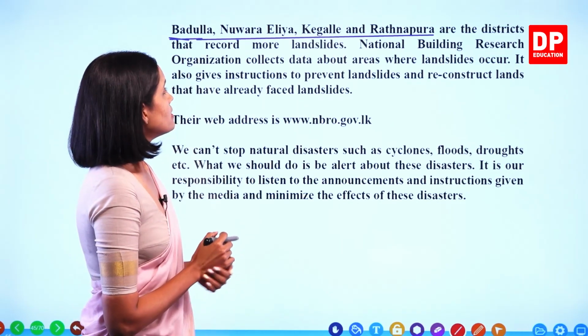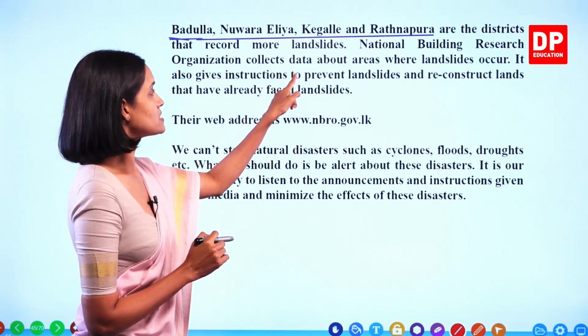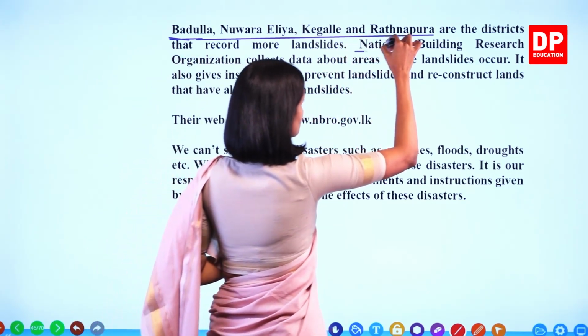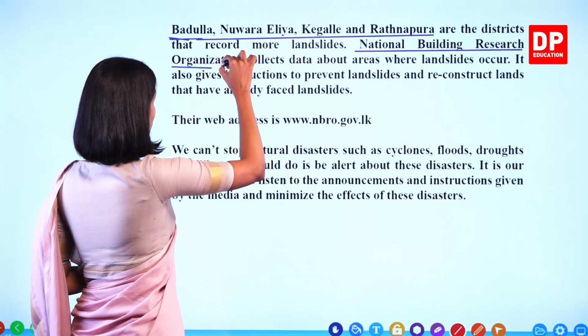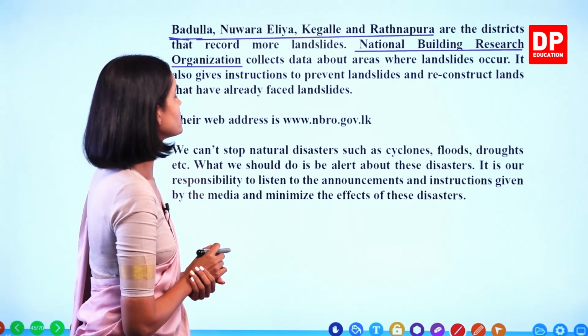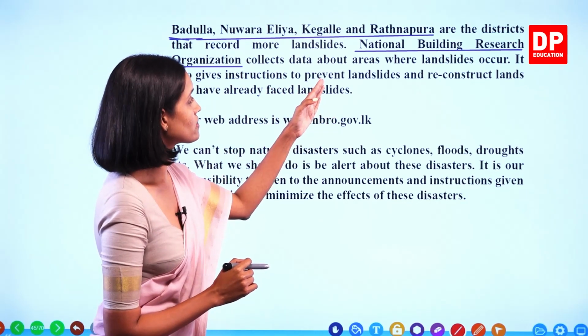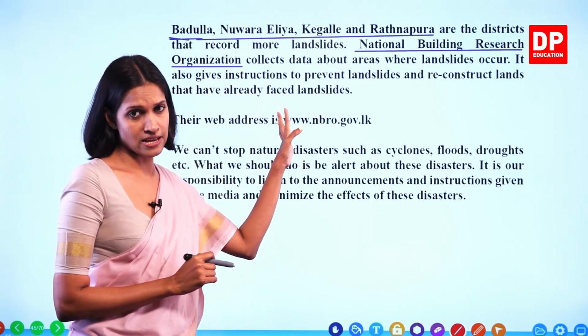National Building Research Organization collects data about areas where landslides occur. It also gives instructions to prevent landslides and reconstruct lands that have already faced landslides.